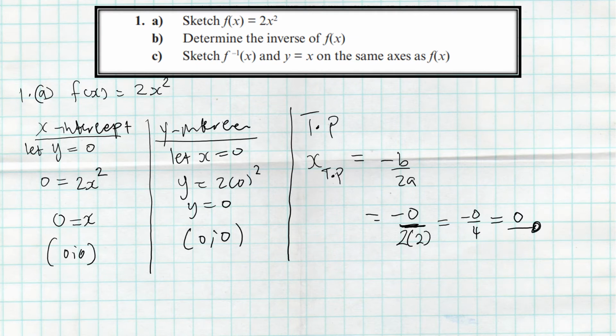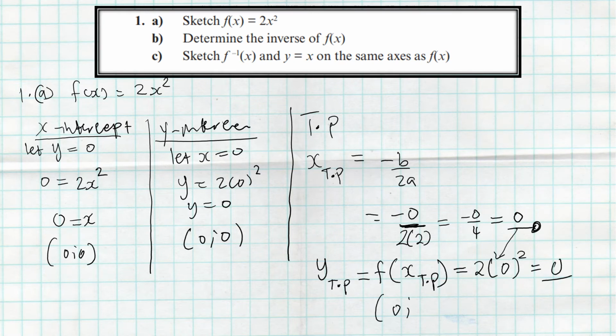Okay, so to get the y at the turning point, where there is x in f of x, you just substitute your x at the turning point on your equation, then I get my y at the turning point. If I substitute my x at the turning point, which was 0, then it's going to be 0, and also the turning point is (0, 0).